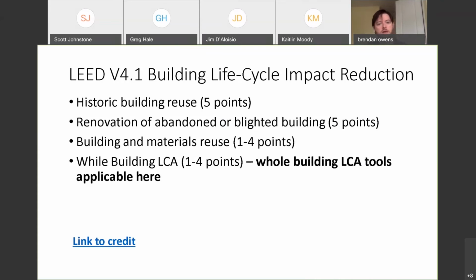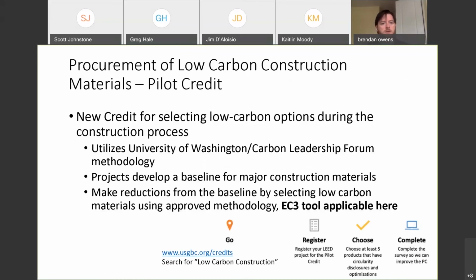This is where a tool like the Embodied Carbon Construction Calculator, like Beth is going to be talking about, comes into play. This is a credit that is focused on the construction side of the discussions that we've been having about how construction teams and general contractors can specify low carbon construction materials, and we are seeking to incentivize the use of that type of thinking at this stage of the game.